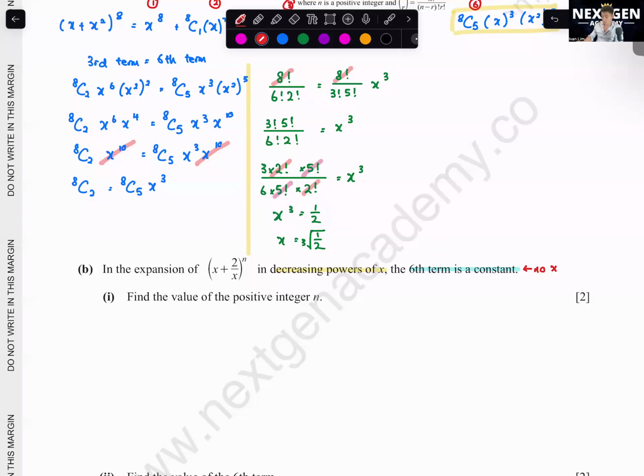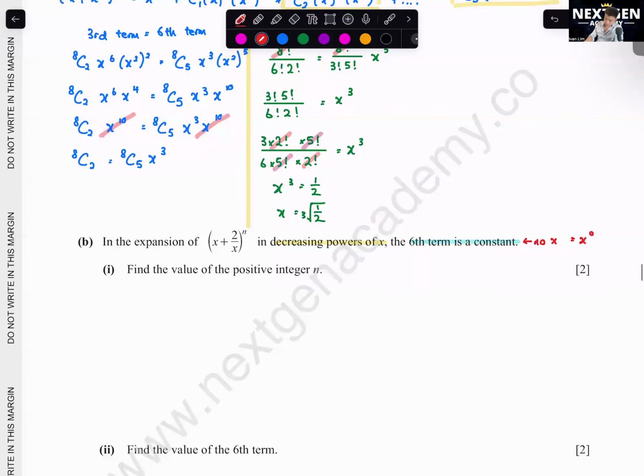It is x to the power of 0, because it's just a value. That's the meaning of constant. Okay, how are we going to expand this part here?